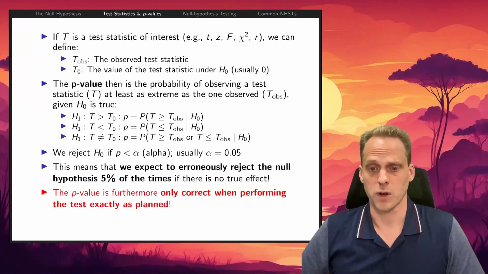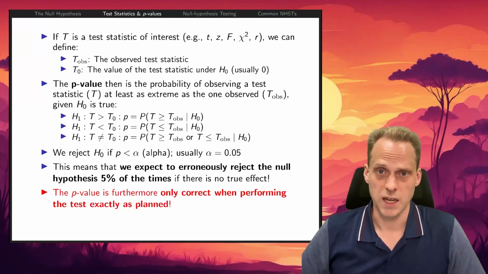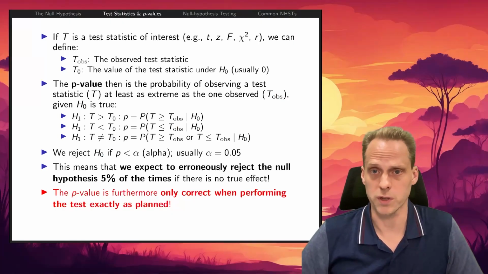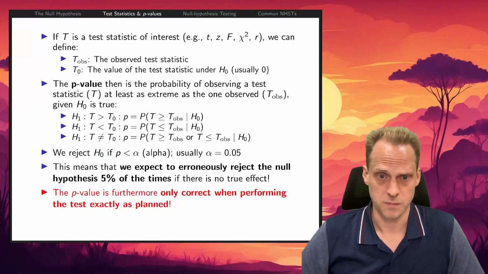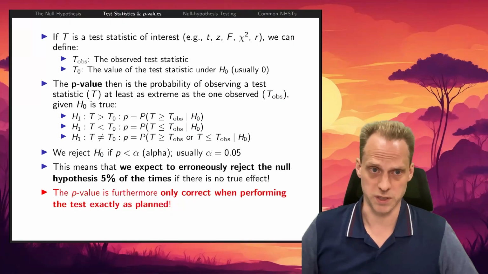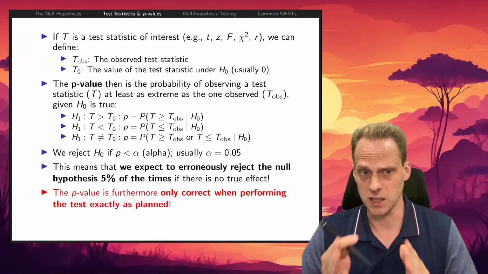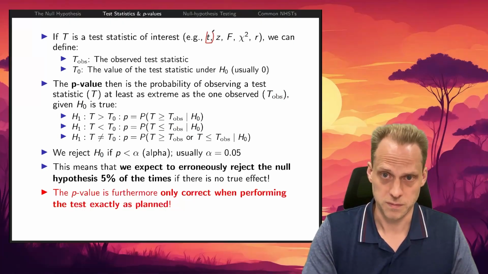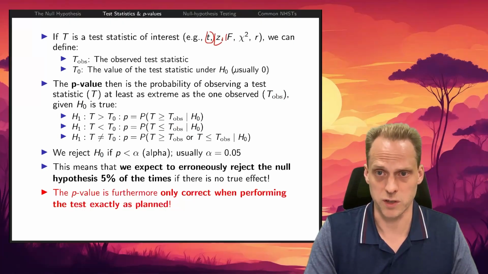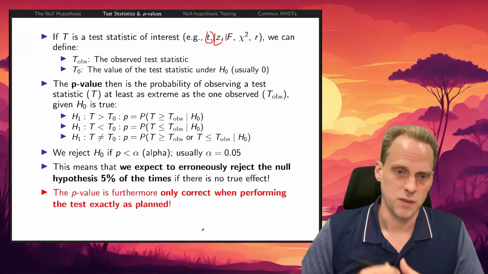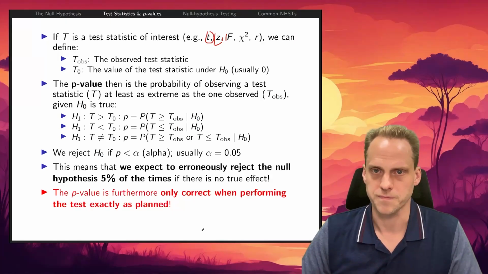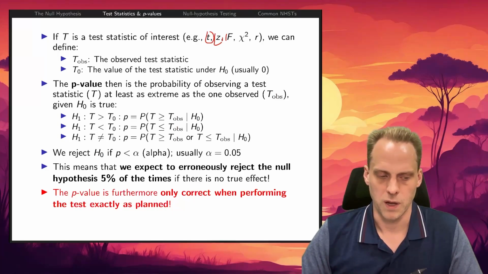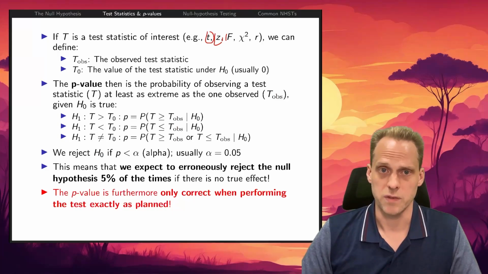The p-value is furthermore only correct when performing the test exactly as planned. Now I'm going to talk more about this later in this course. This is really important to already understand now. This p-value is based on certain assumptions. It's based on the idea of this probability distribution that we know from this test statistic, like T or Z or F, it has a certain probability distribution. That probability distribution is only valid if we do the test as we planned.